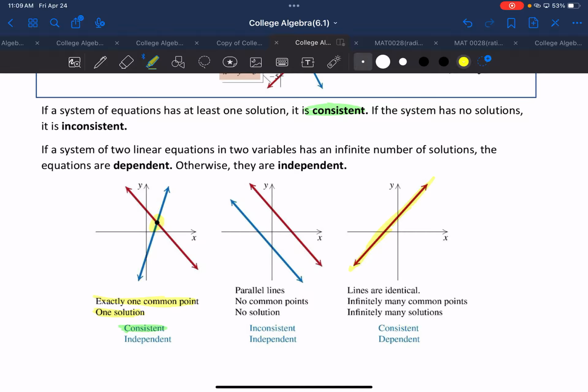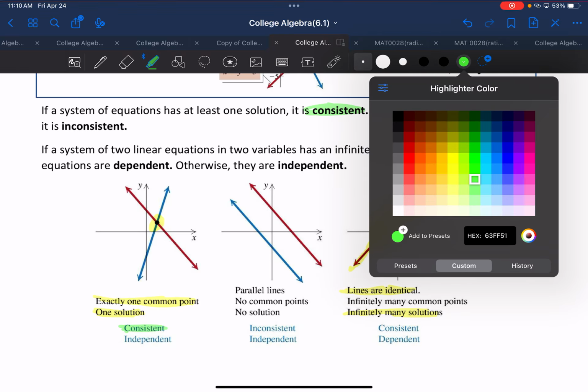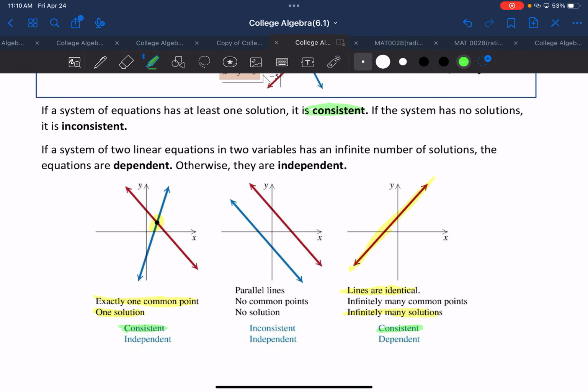But it's possible. And so all the points on that line would be the solution, because they're lying on top of each other. So all the points on the first line will make all the points on the second line true as well. So the lines are identical, and they have infinitely many solutions, but it's still called consistent because it had at least one solution.